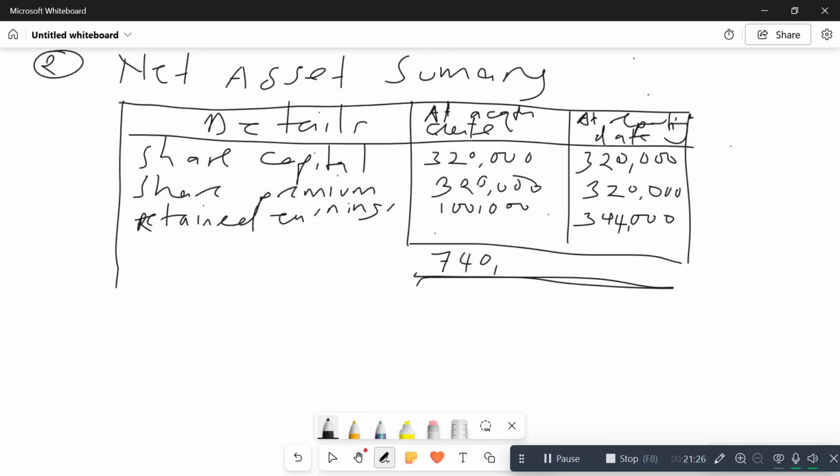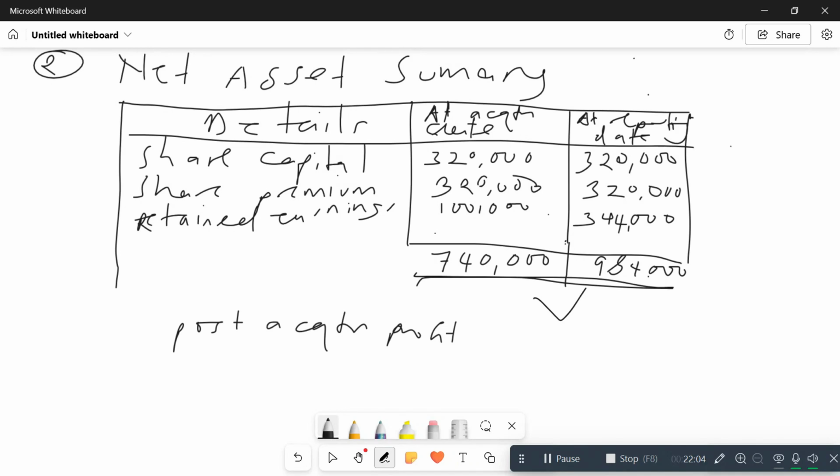740,000. When you add this, 320 plus 320 plus 344, that is 984,000. Correct. Now, I told you to get post acquisition profit. Post acquisition profit is when you get the total net asset at reporting minus the total net asset at acquisition.